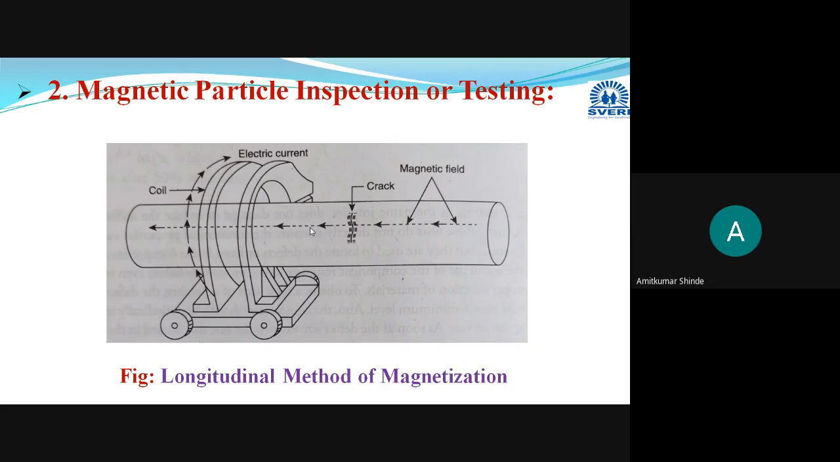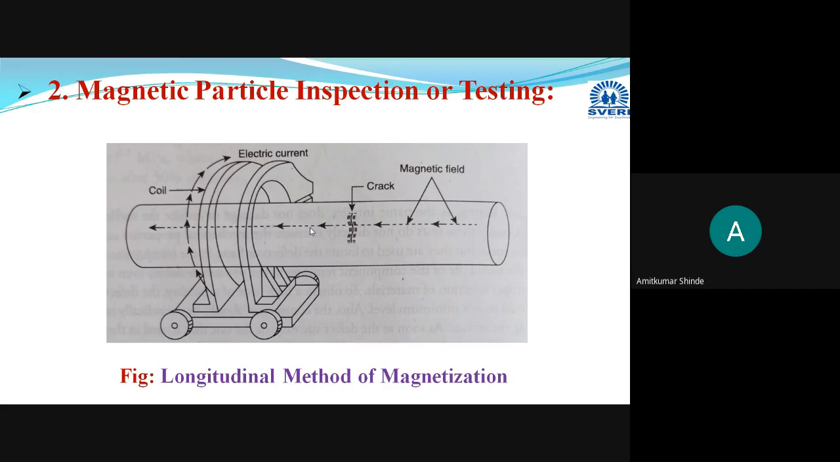Here we have done the magnetization, and after that you have to do the demagnetization, or you can say that steadily you have to decrease the magnetic field by decreasing the amount of the current, slowly by reversing this current. The demagnetization process must be done on this component before actual use of that component. Okay, so this is the magnetic particle inspection method.